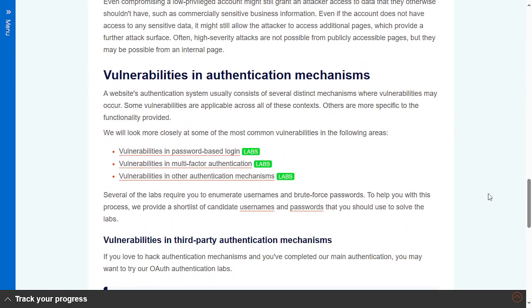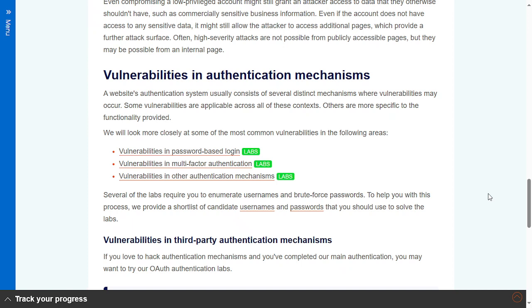Vulnerabilities in authentication mechanisms. A website's authentication system usually consists of several distinct mechanisms where vulnerabilities may occur. Some vulnerabilities are applicable across all of these contexts. Others are more specific to the functionality provided. We will look more closely at some of the most common vulnerabilities in the following areas: vulnerabilities in password-based login, vulnerabilities in multi-factor authentication, vulnerabilities in other authentication mechanisms.